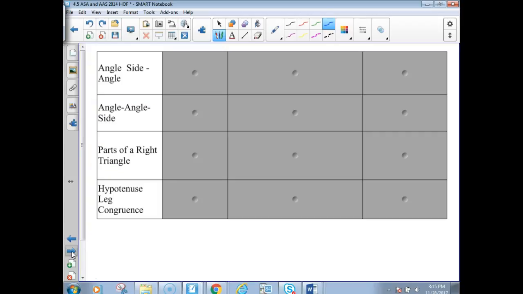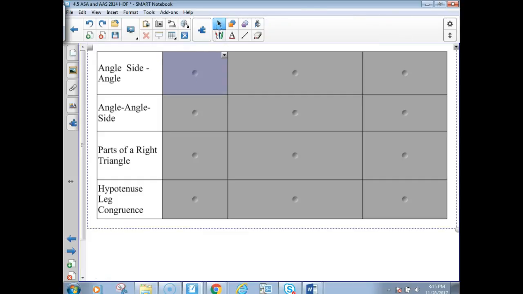Okay, next is just a summary. You may write what you need to write in the boxes here. You already have angle, side, angle, which you should know is abbreviated ASA.